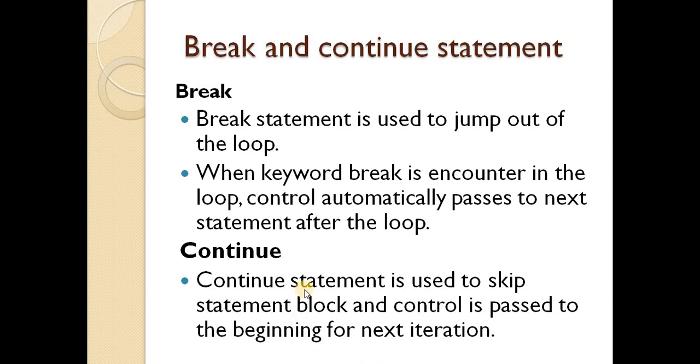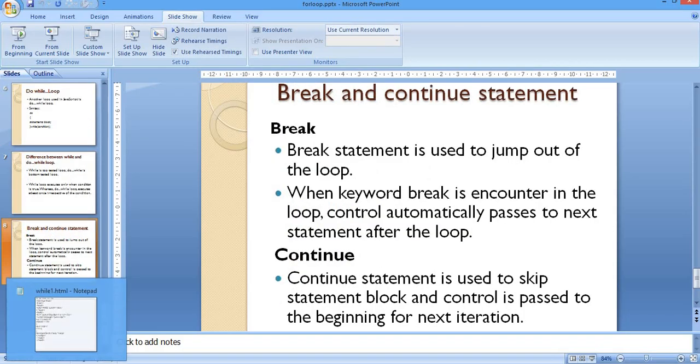Now continue. The continue statement is used to skip a statement block, and the control is passed to the beginning of the next iteration. So let's take for example that I want the first, second and third iteration to execute. But I do not want the fourth iteration to execute, and I want the fifth, sixth, seventh and so forth to execute. In that case, we use the continue statement. When you use continue, that particular iteration is skipped and the next iteration is started. Okay, let's see it in a program.